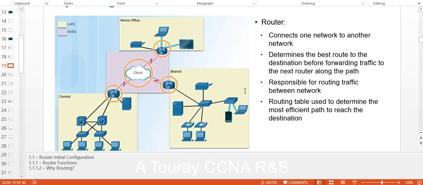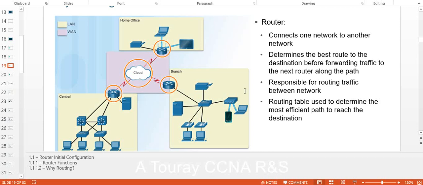They make sure that networks that are separated geographically, or separated because of their IP subnets, can communicate. The router will make sure that those devices communicate. Another function of the router is that it determines the best route. It does not only route traffic. If you have multiple routes, the router has the ability to choose which route is the best, so there is no delay in traffic. It is responsible for routing traffic between networks, and that's what we're saying here.